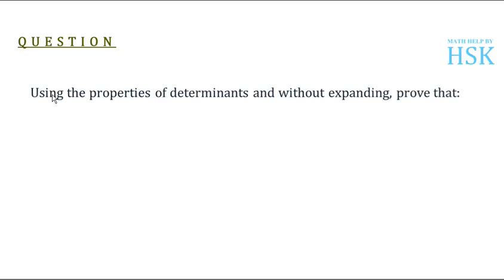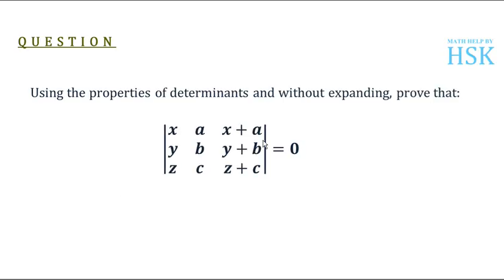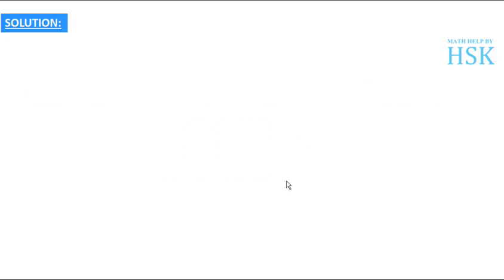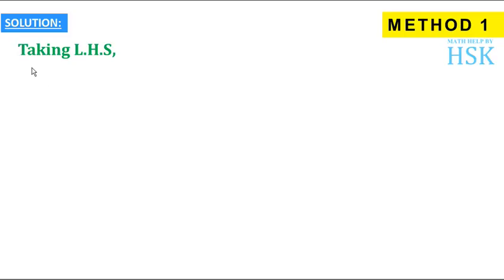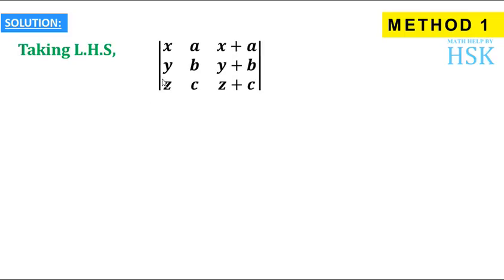The question is like this: using the properties of determinants and without expanding, prove that this determinant is equal to 0. Now, to solve this question, we take the left hand side. In the left hand side, we have been given a determinant with rows x, a, x plus a; y, b, y plus b; z, c, z plus c, and this we have to prove is equal to 0.